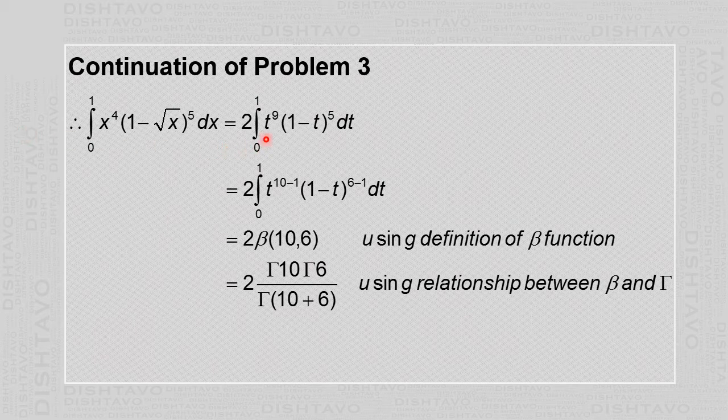Next, we have to write this integral in the form of the beta function, which is the integral from 0 to 1 of t raised to L minus 1 into 1 minus t raised to m minus 1. So we write here 9 as 10 minus 1 and 5 as 6 minus 1. Now this integral is the same as beta of 10 comma 6. The beta of 10 comma 6 can be written in terms of the gamma function by using the relation that beta of 10 comma 6 equal to gamma of 10 into gamma of 6 divided by gamma of 10 plus 6.